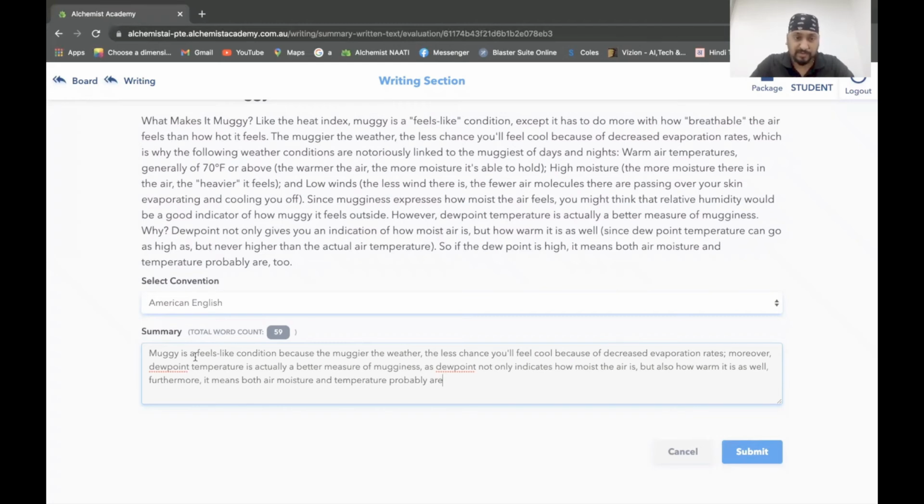So let's just read this whole thing first. Muggy is a feels like condition because the muggier the weather, the less chance you'll feel cool because of the decreased evaporation rates. Moreover, dew point temperature is actually a better measure of mugginess, as dew point not only indicates how moist the air is, but also how warm it is as well. Furthermore, it means both air moisture and temperature probably are. I'll just add this, okay? So let's have a look.